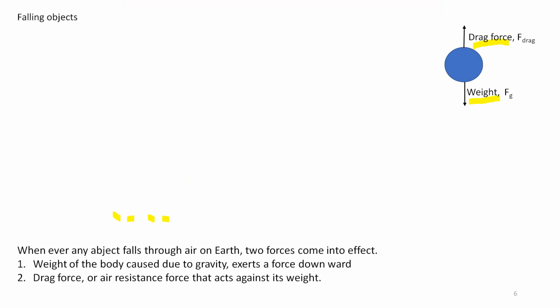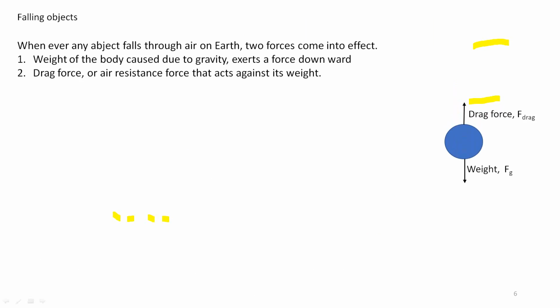Now let's look at the falling objects. Whenever any object falls on earth through air, it experiences two forces. So two forces come into effect on any object that is falling through atmosphere. One is weight of the object caused due to gravity, which acts downwards, and the other one is air resistance force that acts against the weight.